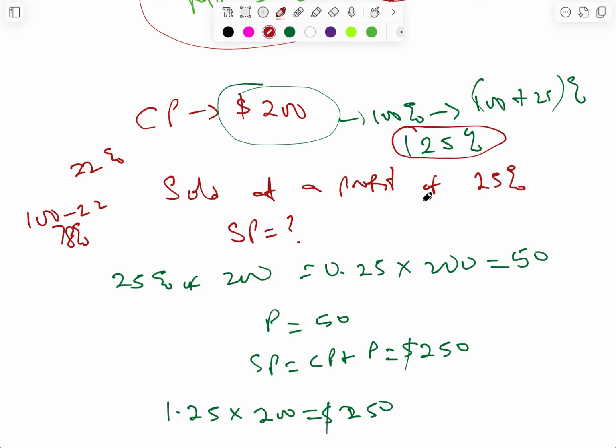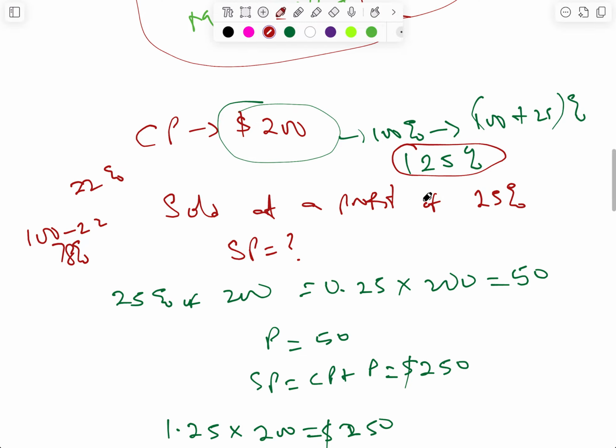Now, what about discount? Like I said, if you're given a discount on something, discount does not mean that you are losing money. Please take note. Discount is not the same thing as loss. I want you to take note of that. So that is why discount is not calculated from your cost price. You don't calculate discount from cost price, you calculate discount from marked price. Discount is calculated from what?